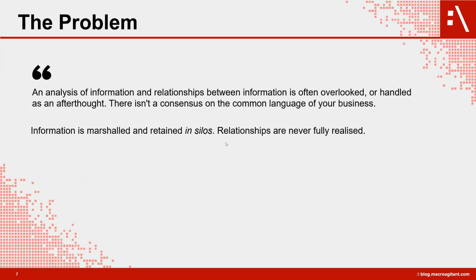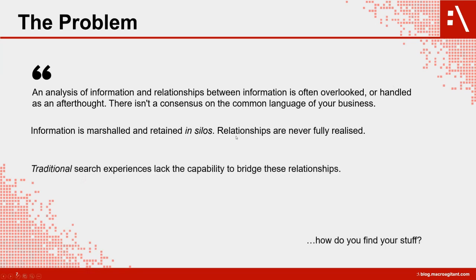So I think that because the information is marshaled and retained in essentially disparate silos or repositories or systems, the relationships are never fully realized. And if we're still hanging on to some of the traditional search experiences, like Microsoft SharePoint's enterprise search back in the day, they obviously don't have the capabilities that Delve does to bridge those relationships. So ultimately, people find it difficult to find information that's relevant to them or find related information to the information that's relevant to them.